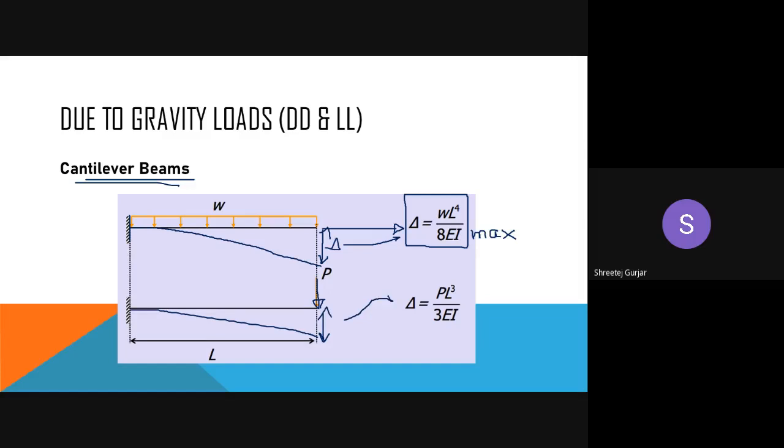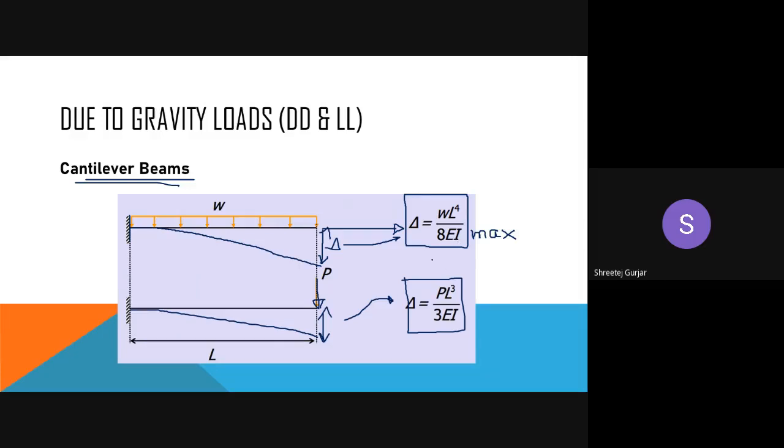And that is calculated by using this formula: PL cube by 8 EI. Not 8, it is 3 EI: PL cube by 3 EI. So you have to remember these two formulas also. Make a chart and draw this figure and write down these formulas next to that. In the exam you have to remember these formulas on your own.